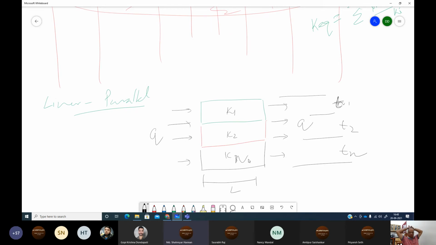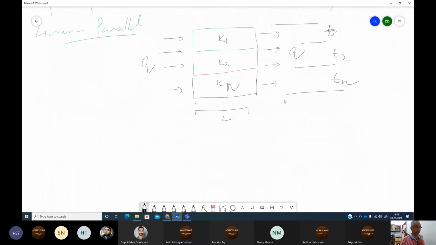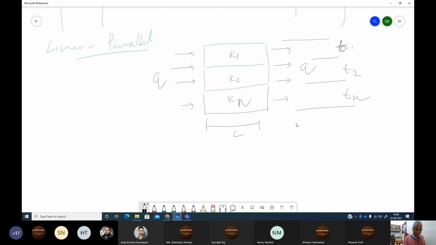Sir, K1 A1 plus K2 A2 plus K3 A3 divided by A1 plus A2 plus A3. You are right. So K equivalent will be summation of Ki Ti by summation of Ti. Just weighted average type. Okay. Everybody got that?